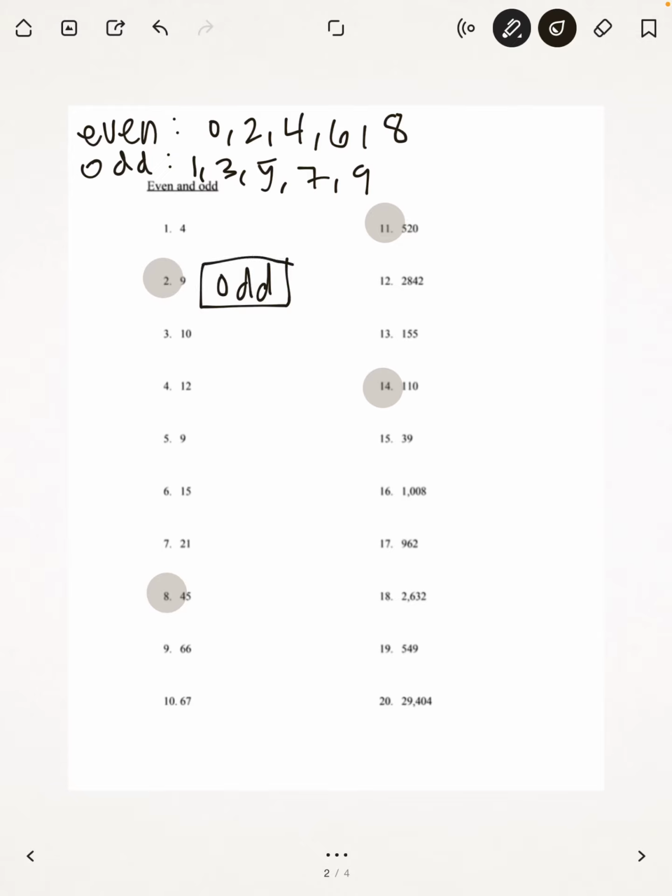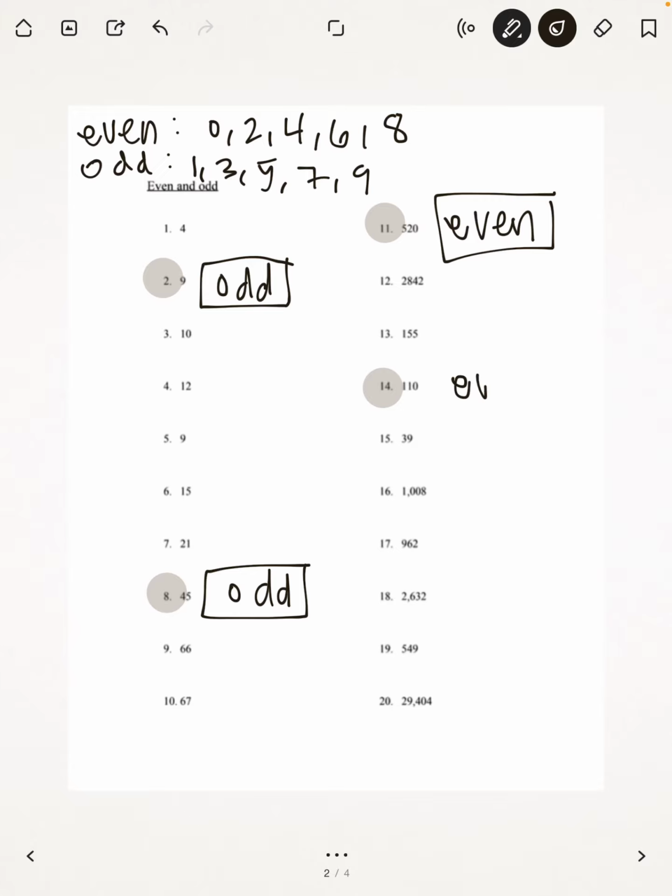Number 8, 45. 45 ends in a 5, which is odd. So the answer is going to also be odd. Number 11, 520. 520 ends with a 0, which 0 is an even number, so the answer is going to be even. And number 14, 110 again ends in a 0, so it's going to be an even number.